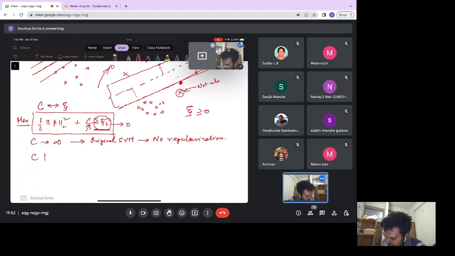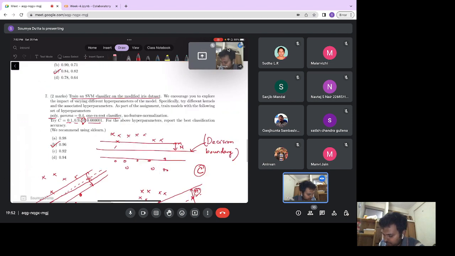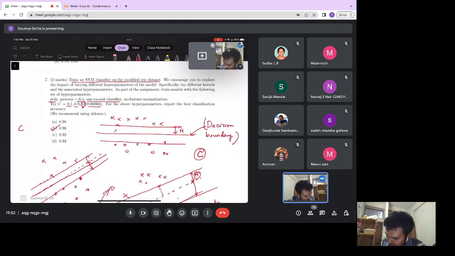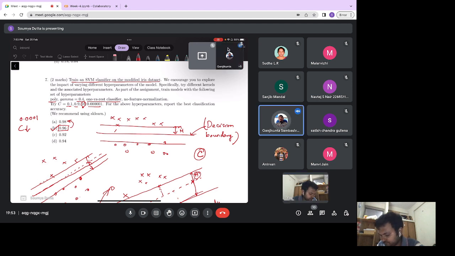Now, if you decrease C, then your regularization increases. Regularization is inversely proportional to C. That is why, if you remember, when I put C down, making it 0.0001, that means it is regularizing slightly, and that is why it is able to increase the test accuracy from 0.96 to 0.98, because I am introducing slight regularization.